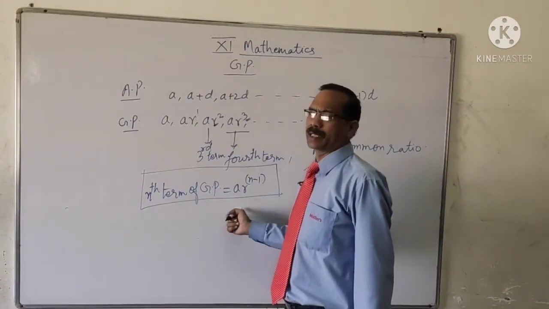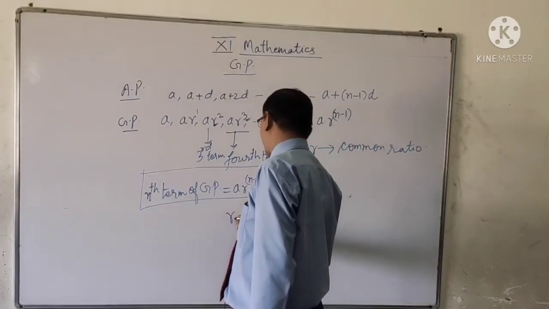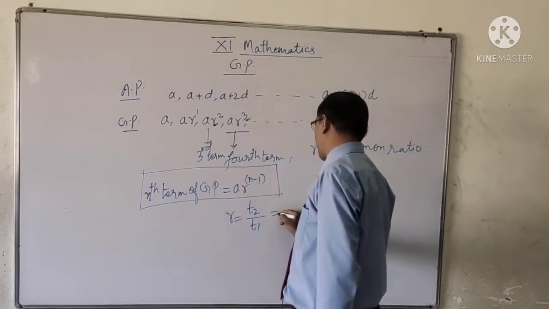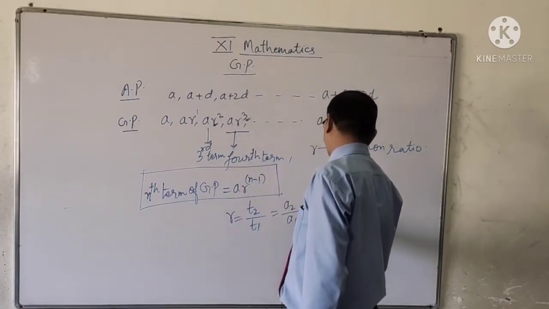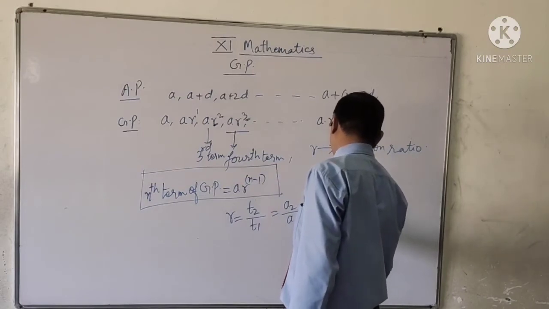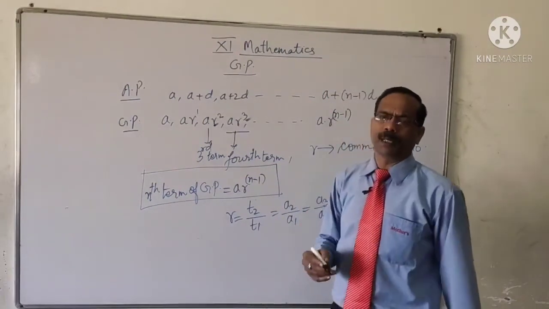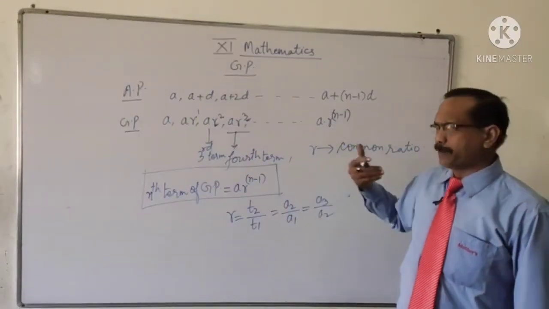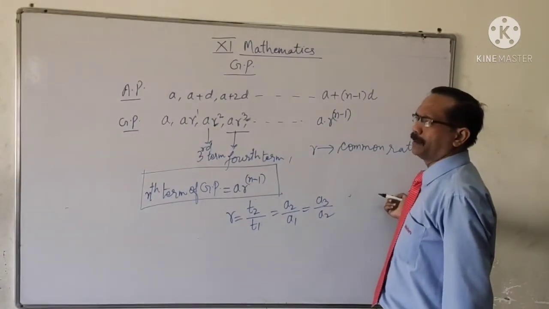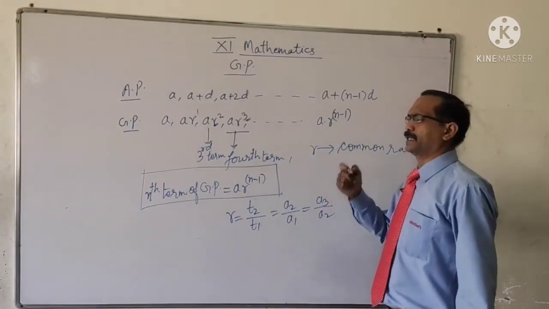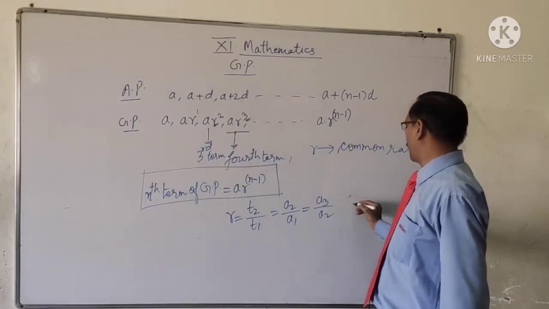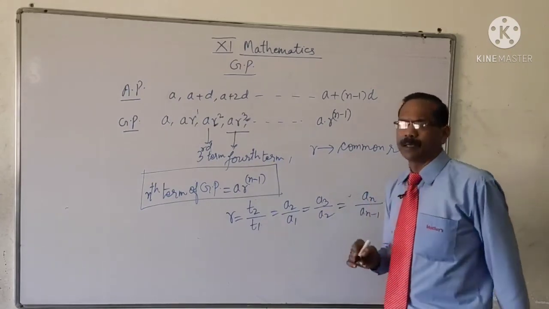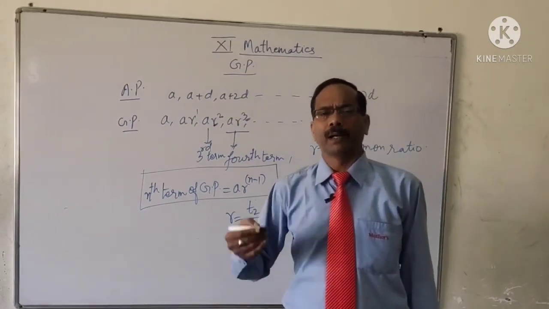So this is the nth term of GP. To find the value of r, the formula is second term upon first term, or we can write A2 upon A1, or A3 upon A2. It is the ratio of the second term to the first term, or any succeeding term to the preceding term. So we can write an upon an minus 1. This way we can find the common ratio.